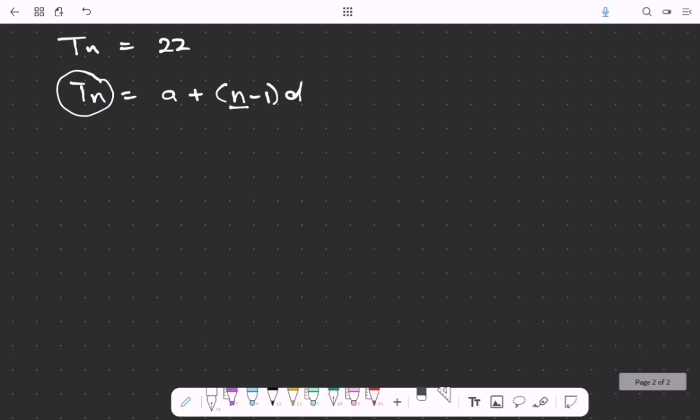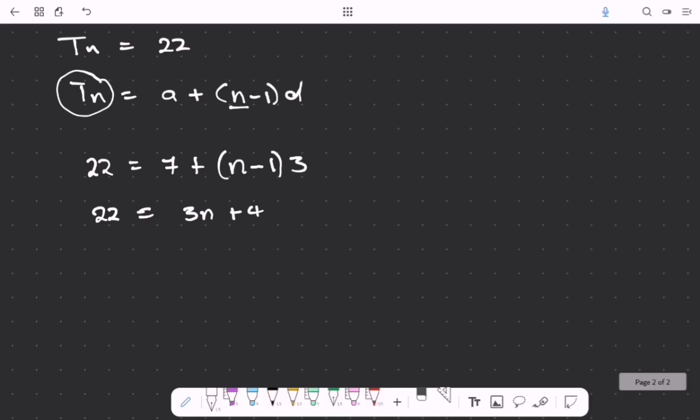All right, so let's do that. We know our Tn is 22. We know our A is 7. We are still working with the same example that we started with, okay? Don't be confused. Our n, we do not know. We put it as it is. That's what we are trying to find out. We know our difference. What is our difference? Our difference was 3. And we cleaned this up, and we ended with 3n plus 4.